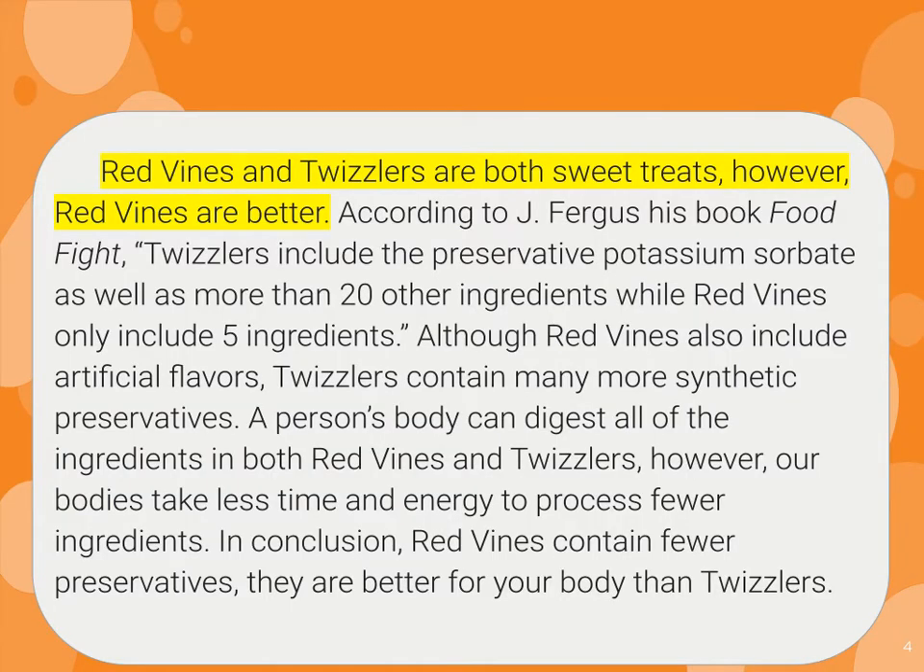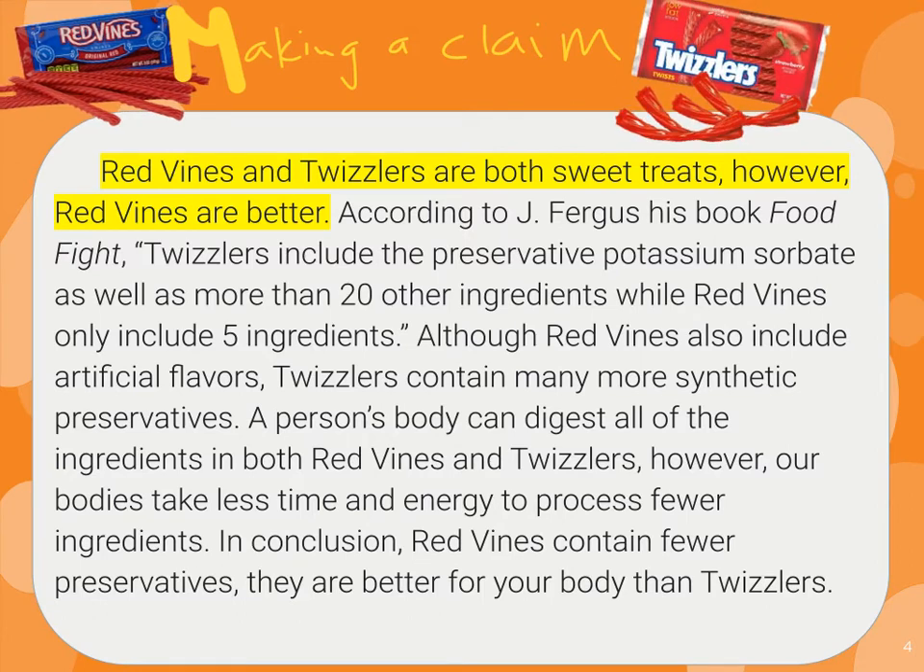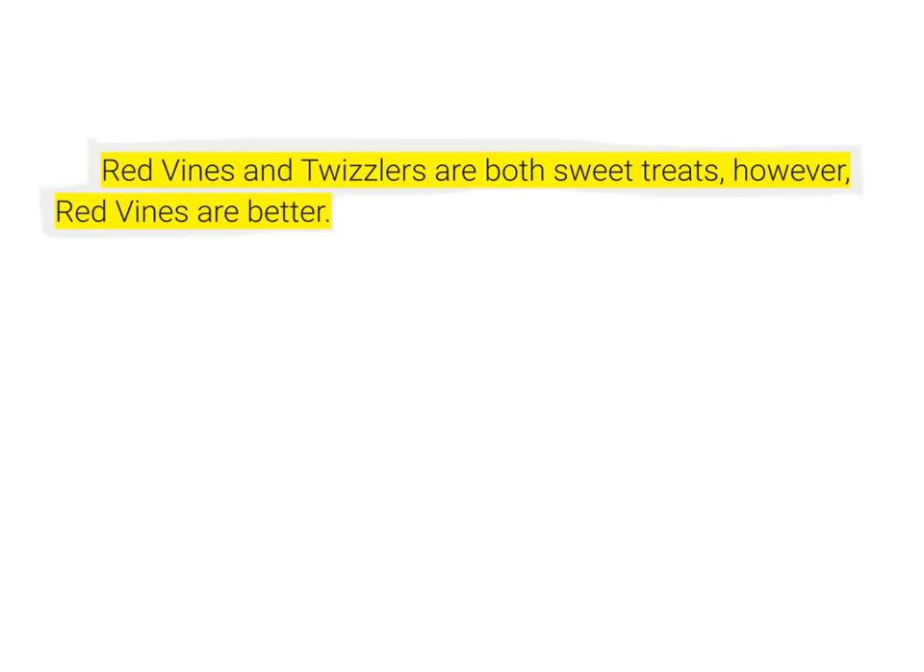Let's look at an example of making a claim in this argumentative paragraph about red vines and Twizzlers. Remember, the first sentence should tell the reader what the paragraph will be about and what you will be arguing. It reads, red vines and Twizzlers are both sweet treats. However, red vines are better.